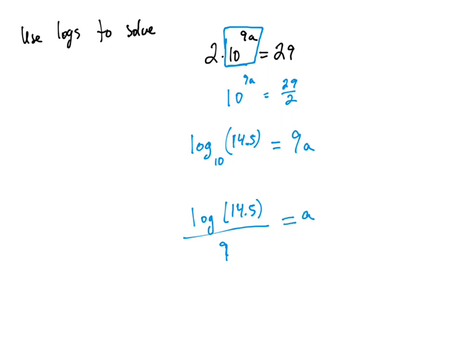And then if we type that into the calculator for an approximate solution, I end up with about 0.1290 as the approximate solution. Okay, so about 0.13 is the value for A that solves this equation.